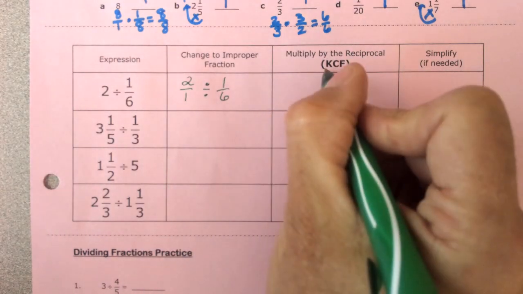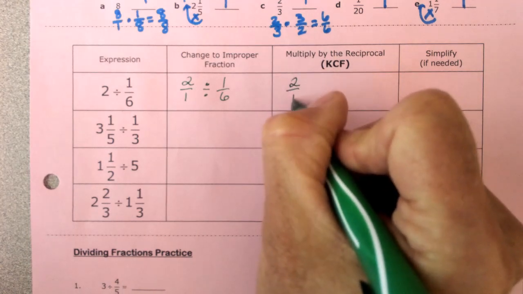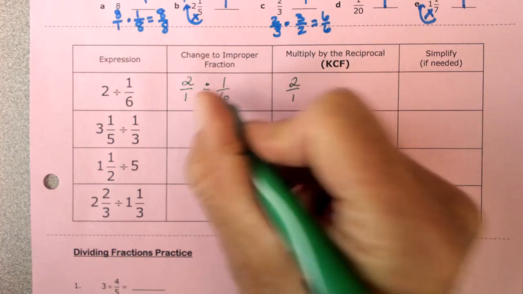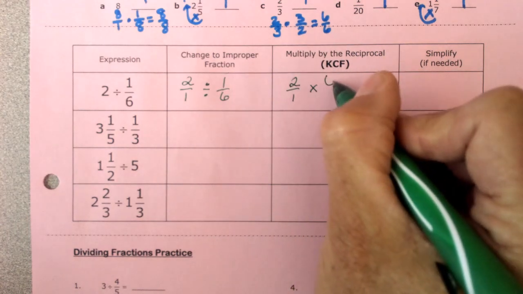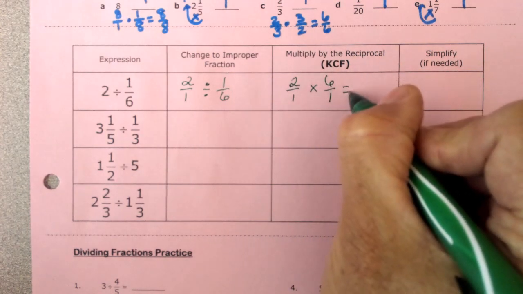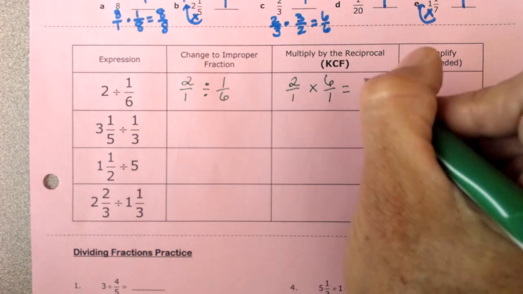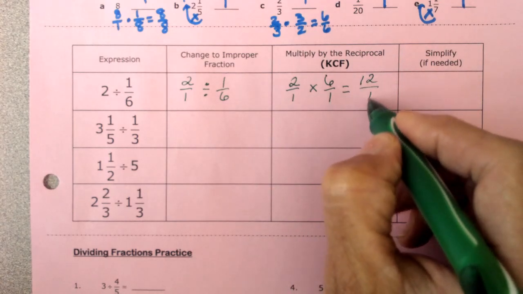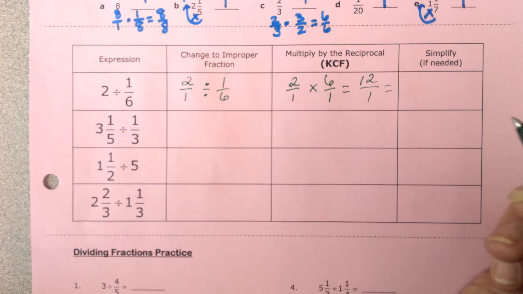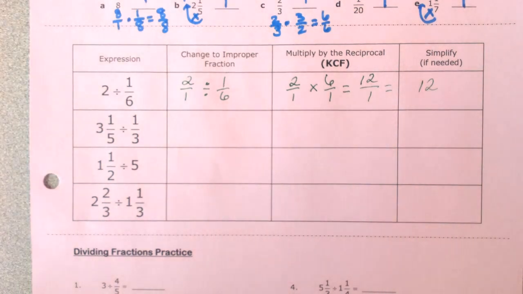Then, using keep, change, flip, we're going to multiply. Keep your first number, 2 over 1. Change the divide to a multiplication. And then flip the 1 over 6 to be a 6 over 1. Now multiplying fractions ain't no problem. It's a top times a top. 2 times 6 is 12. And the bottom times the bottom. 1 times 1 is 1. And then I simplify if needed. Well, I need it. 12 divided by 1 is simply 12. And that's our answer for that one.